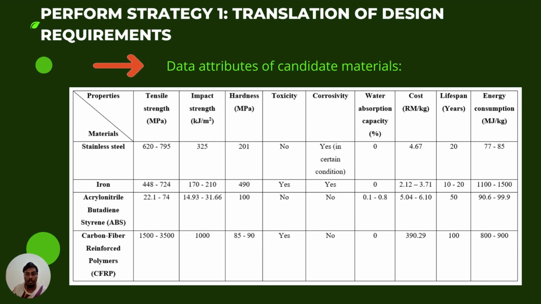Strategy 1 also covers the data attributes of the chosen materials, which are CFRP, ABS, stainless steel and iron. As I mentioned just now, the properties involved are tensile strength, impact strength, hardness, toxicity, corrosivity, water absorption capacity, cost, lifespan and energy consumption. The values were obtained from the conducted literature review for each of the properties. That's all from my part. I will pass the material selection strategies 2 and 3 to Ganapati.